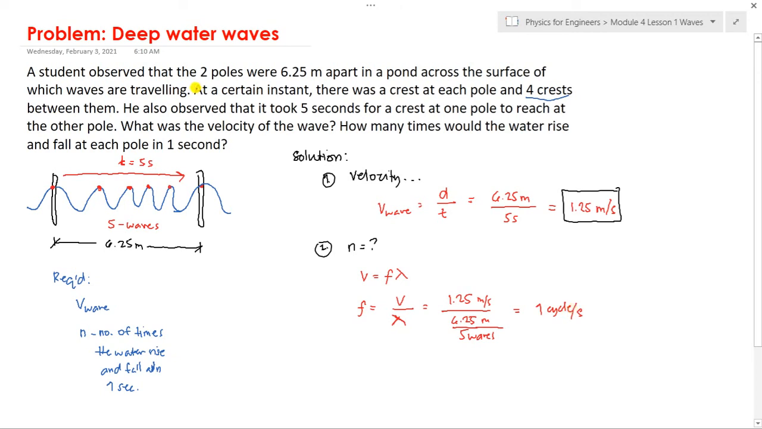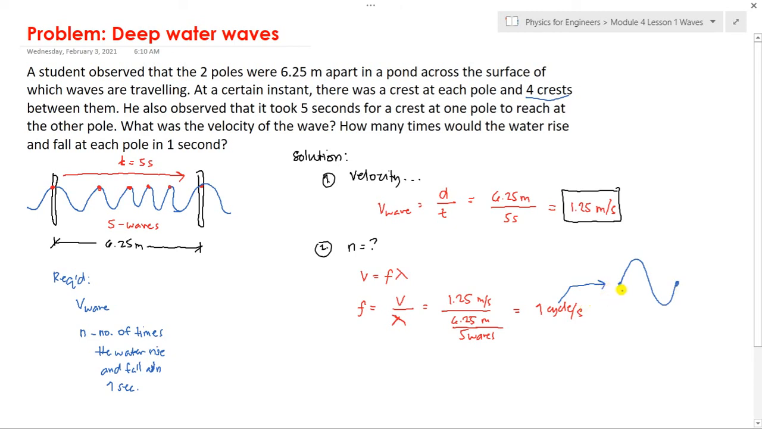Kay gi-assume naman nato nga ang usa ka cycle is usa ka wavelength. Meaning, kausa ra siya mo-occur in 1 second, di ba? In 1 cycle, ang pattern sa wave kay mo-rise siya, then mo-fall, then mo-balik. So therefore, kaning duha mo-occur is only 1 second.